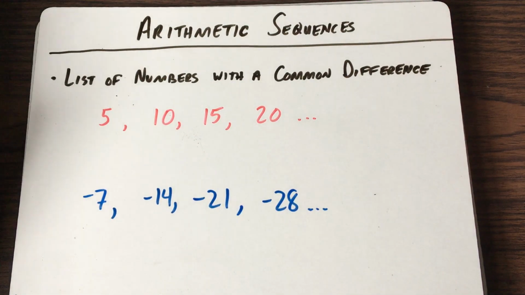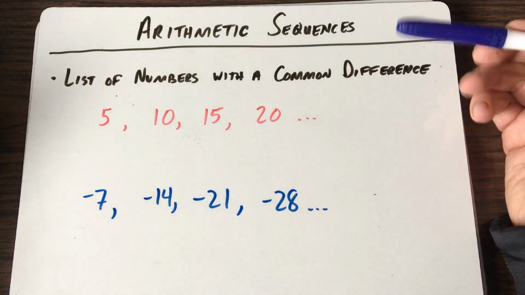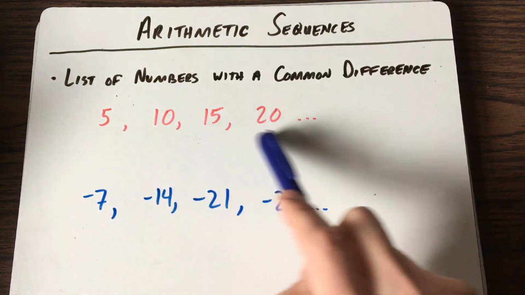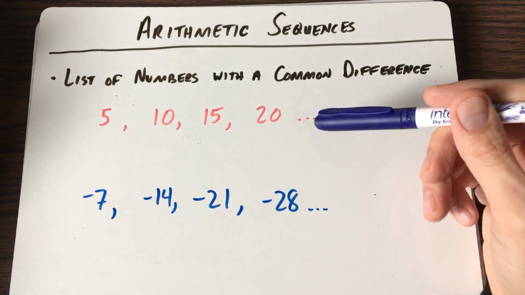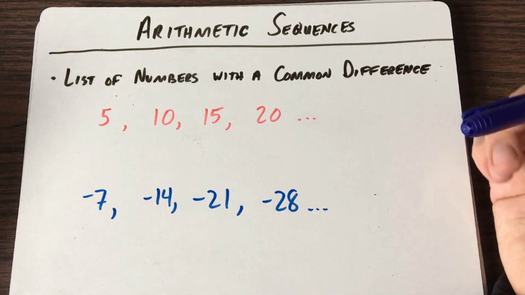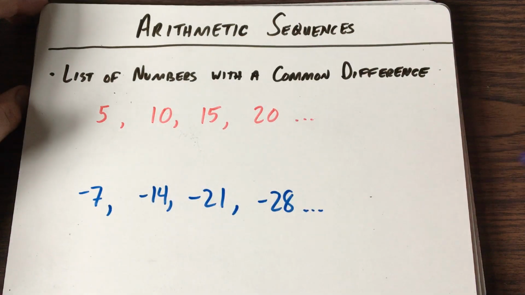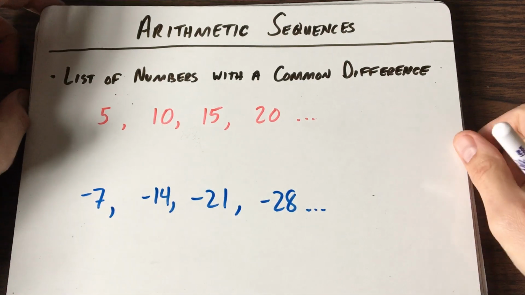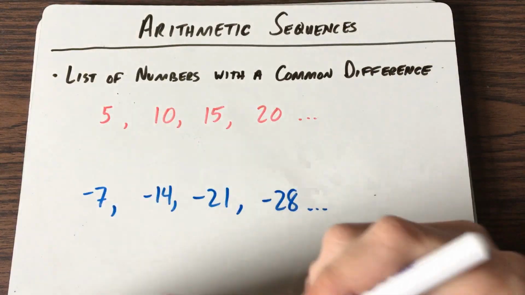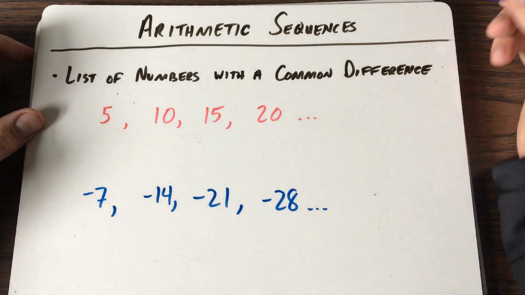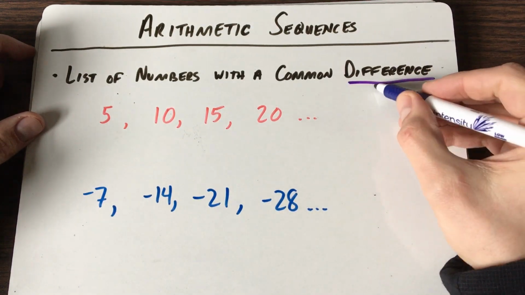So the big idea is for an arithmetic sequence, they will give you a sequence of numbers, right? A sequence is just a list. The little ... is called an ellipsis. That just means the pattern continues to infinity and beyond, right? And so the thing with arithmetic sequences, they have to be a sequence that has a common difference, right?